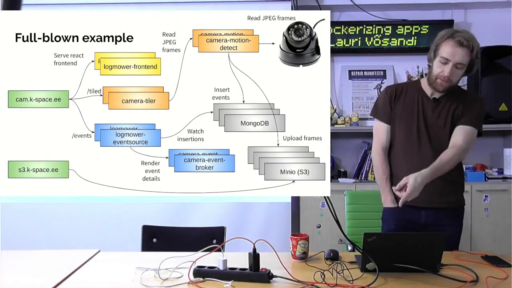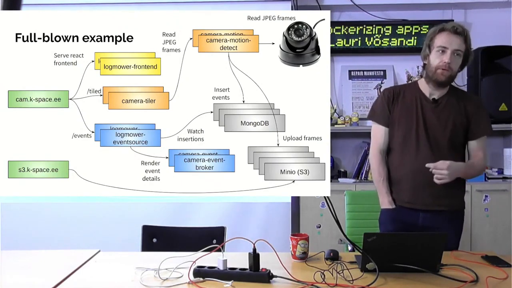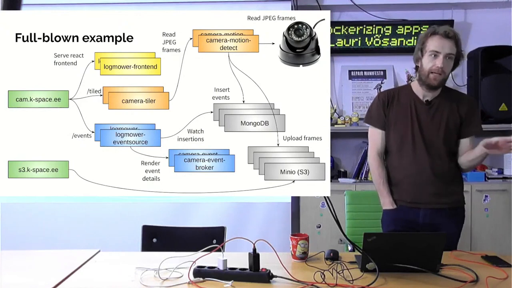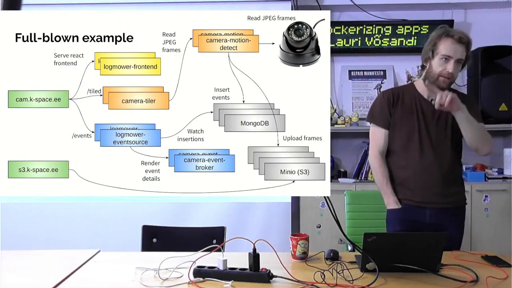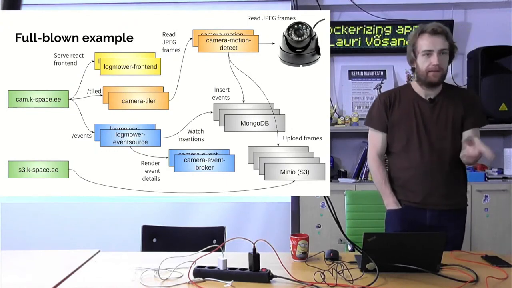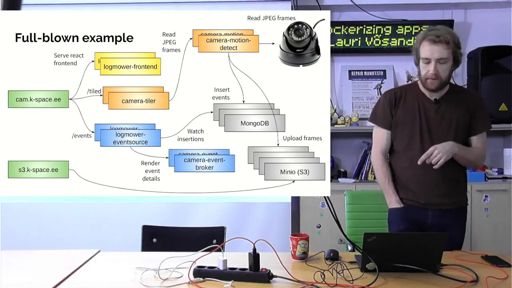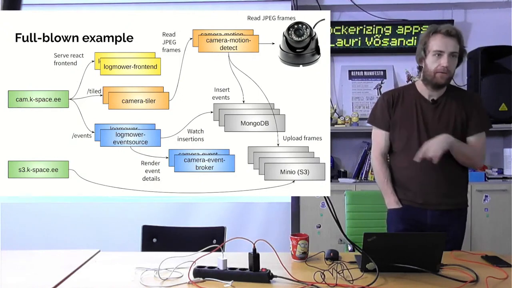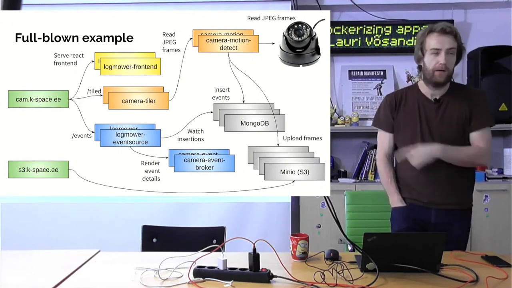And something similar happens with the S3 endpoint. So S3, we use Minio to store the files. These are the JPEG pictures from the camera. When the motion is happening, they get uploaded to the S3 endpoint. The implementation of S3 we use is the Minio. So we run it on our own hardware.